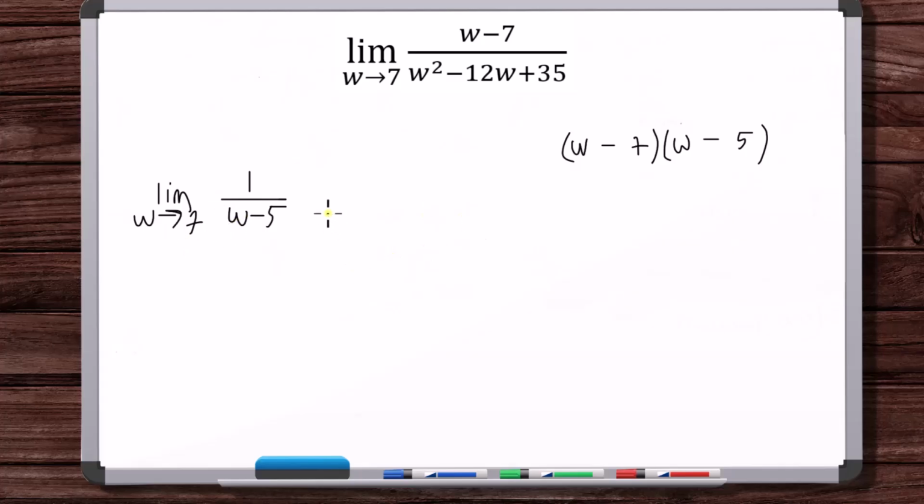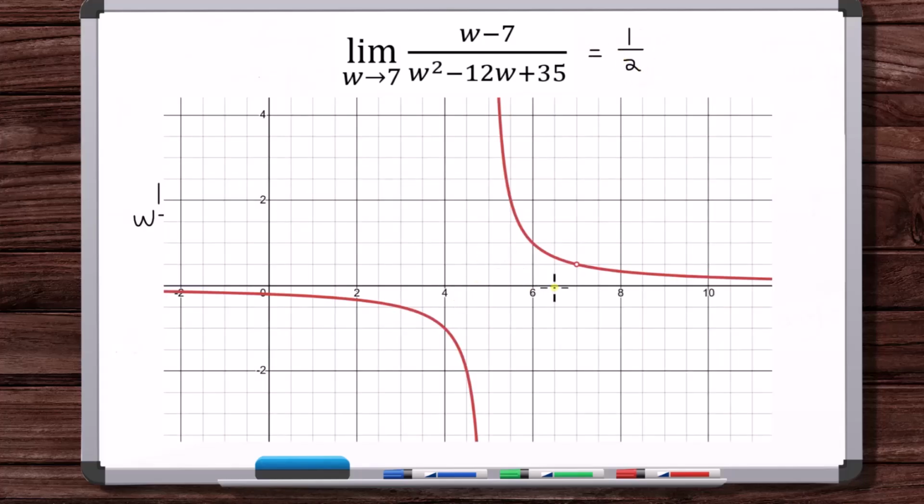We just plug in 7 here. So 7 minus 5 is 2. This is 1/2. And so as w approaches 7, the function approaches this hole. And at the hole, the function would be equal to 1/2.